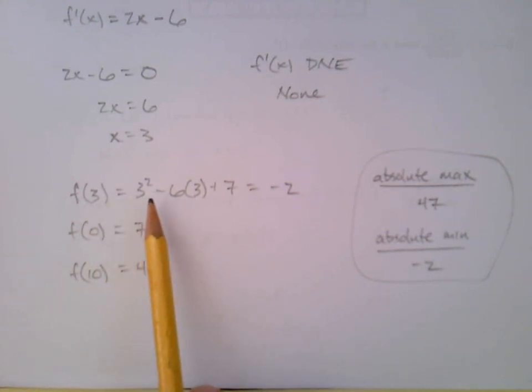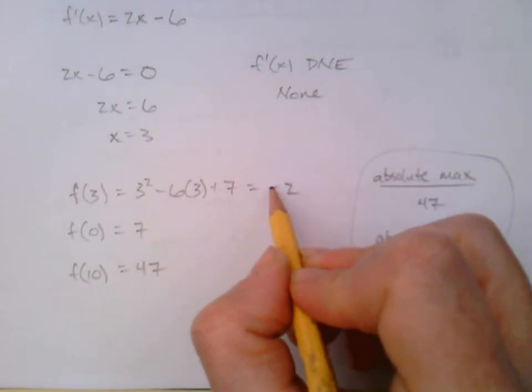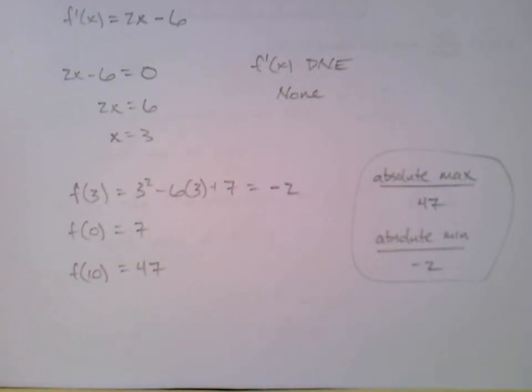So when I plug 3 back into the original, x squared minus 6x plus 7, I got negative 2. When I put 0 into the original, I got 7. When I put 10 into the original, I got 47. So these are the 3 important y values, or like the critical y values maybe. I'm going to pick the biggest one, that's my absolute max, 47. And I'm going to pick the smallest one, that's my absolute min, negative 2. Done. We got it.